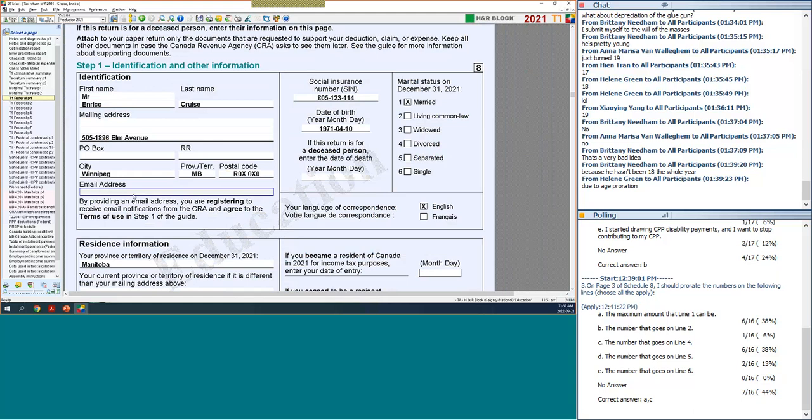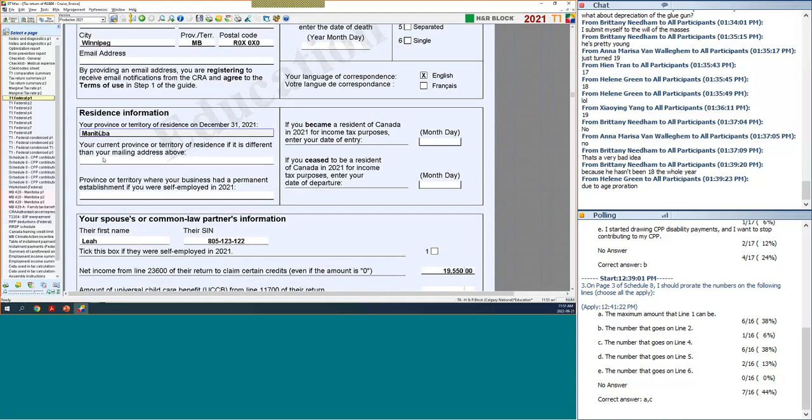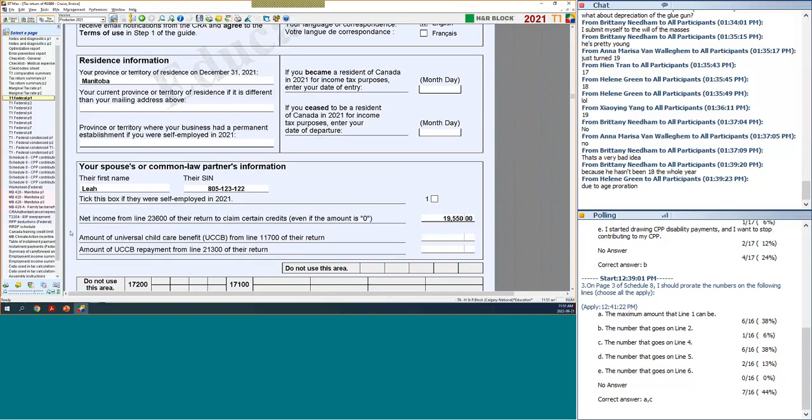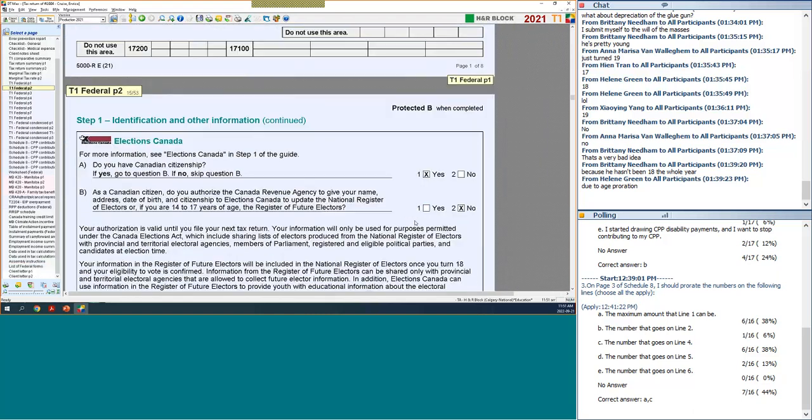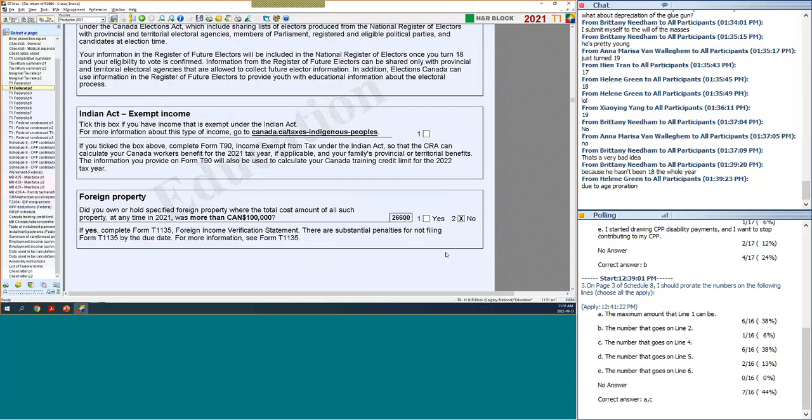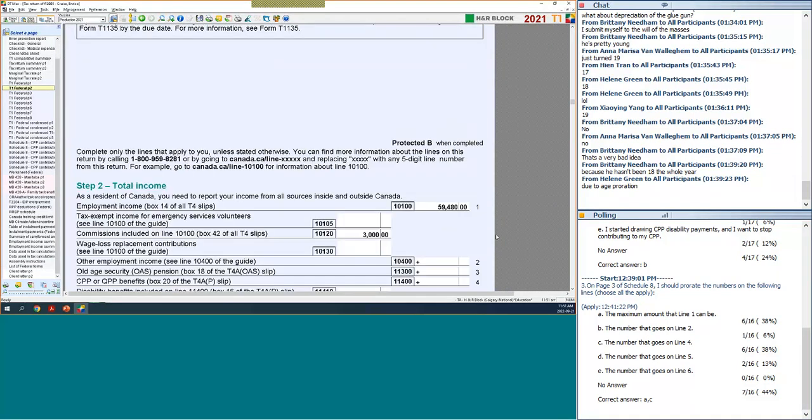We have a postal code. We do not have an email address. We do have a SIN and a date of birth, and he is married, and we're going to do English. He's in Manitoba, and he's doing Manitoba tax forms. And his spouse is Lee. We have her SIN number, and we have her net income. Very important. We have to have her net income. It's going to affect other parts of the tax return. I will teach you that later. All right. Elections Canada, yes, citizen, no to Elections Canada, and no to foreign property.